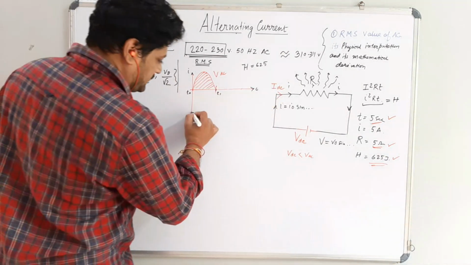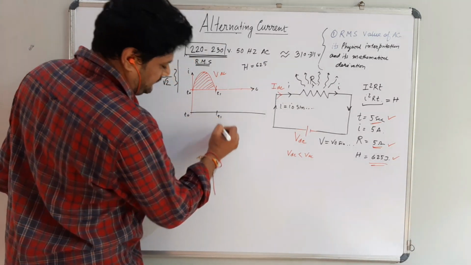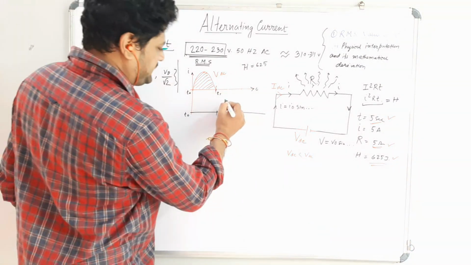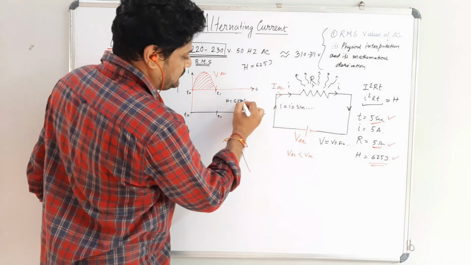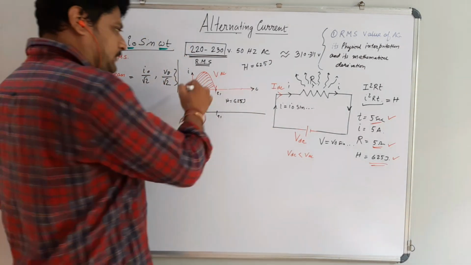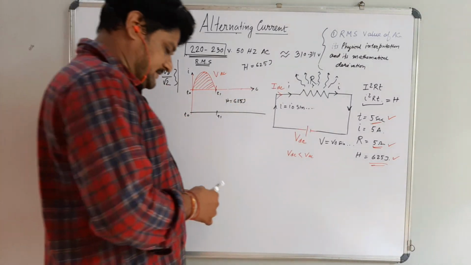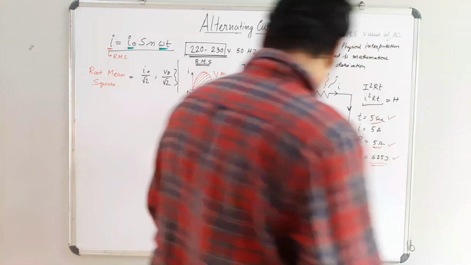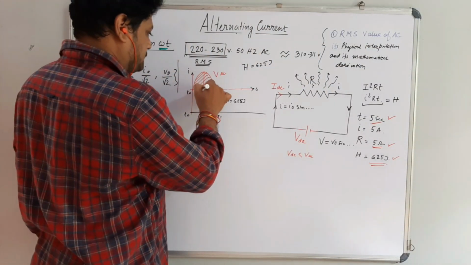Now you have to give the same time, that is T0 to the same T1, and you have to produce the same amount of heat. Heat is equal to 625 joule. What should you do? The effective value of AC is converted into the effective value of DC. Now what will be the value of the effective value? The amplitude of AC over here is this.